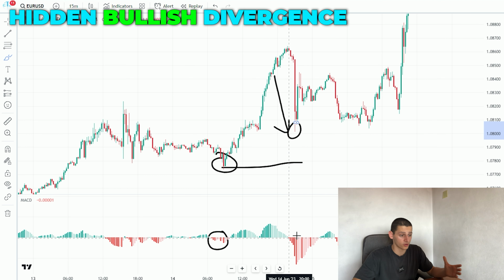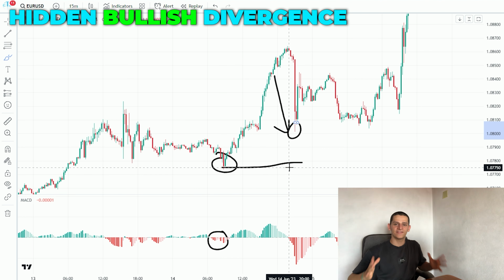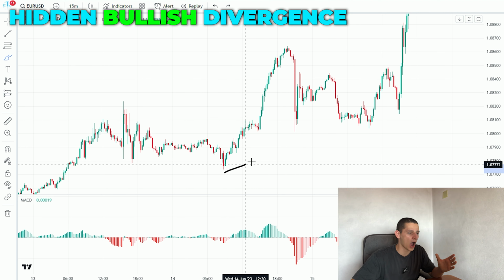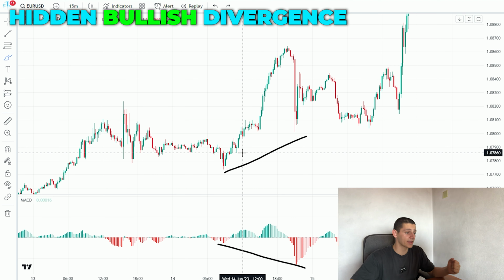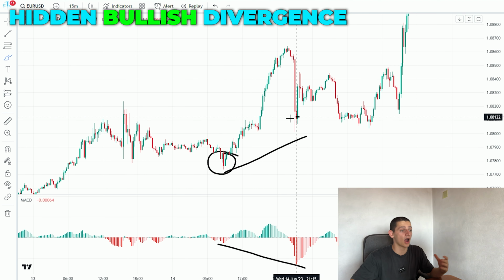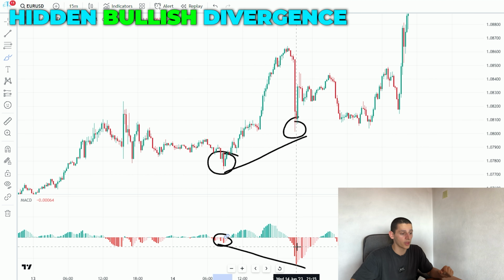But even though it was oversold, it didn't break this wall. This means that the market has lost momentum on its way down. This is what we call a hidden bullish divergence. When price makes a bottom, then a higher bottom follows, but on the MACD scales, we are making a wall, then a lower wall. This is a hidden bullish divergence.